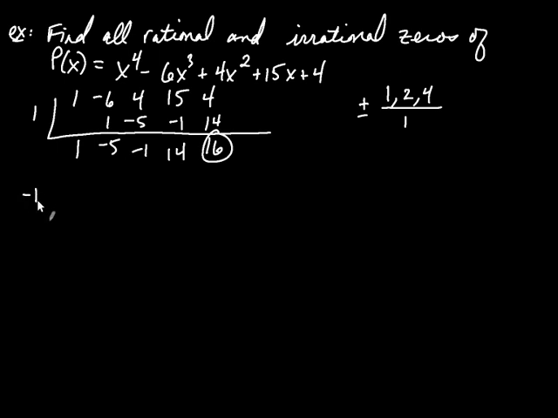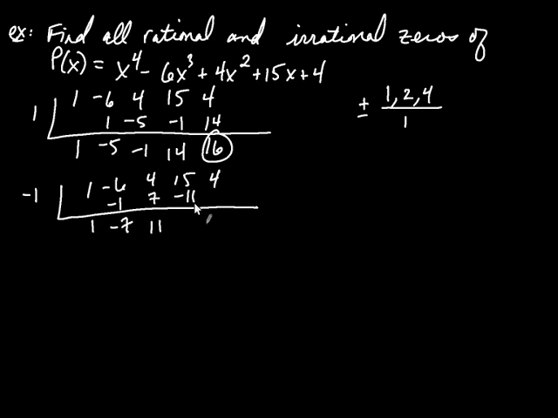What about negative 1? Is negative 1 a rational 0? So 1, negative 6, 4, 15, 4. So it's going to be 1, negative 7, 11, 4, and 0. Okay, because you get 0, that implies that negative 1 is a 0. So we found one rational 0. Let's circle it. Now remember that when you use synthetic division, this is the quotient.